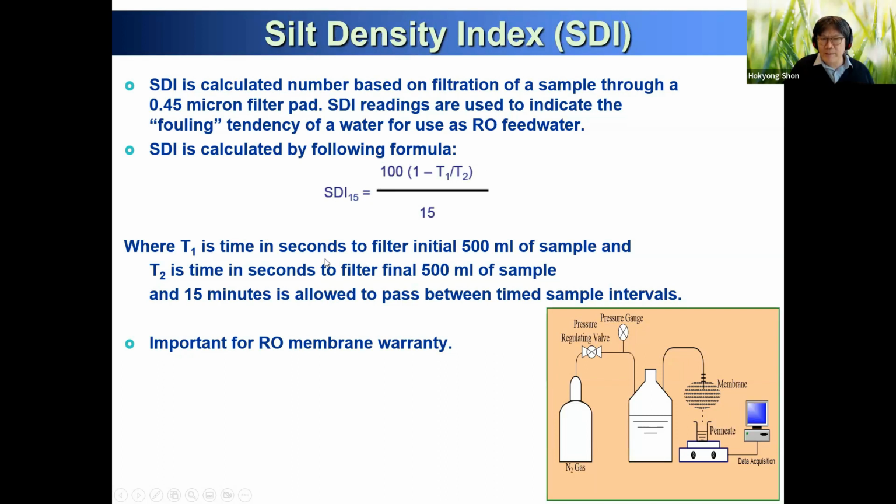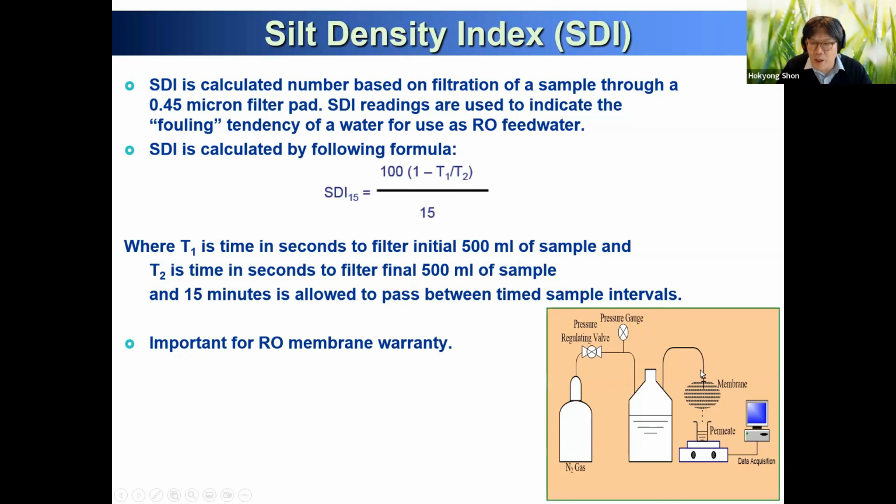T1 is the time in seconds to filter the initial 500 milliliters of sample. Then after 15 minutes, T2 is the time in seconds to filter the final 500 milliliters. How many minutes, how many seconds you spend, based on this you will calculate SDI 15. So SDI 15 is one of the indicators.